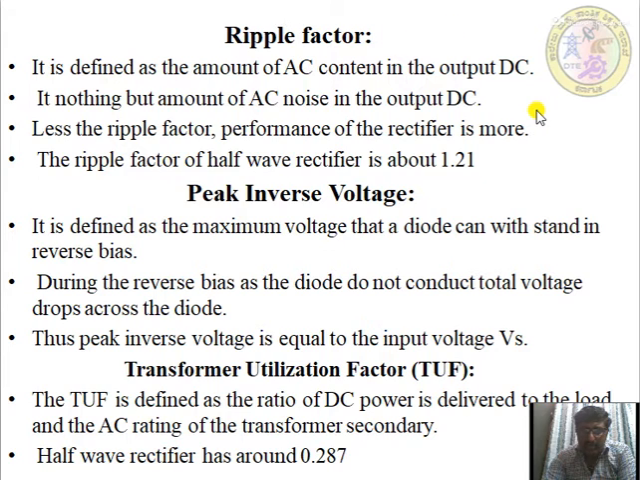Next, the ripple factor. It is defined as the amount of AC component in the output DC. It is nothing but the AC noise in the output DC. The less the ripple factor, the more the performance of the rectifier.